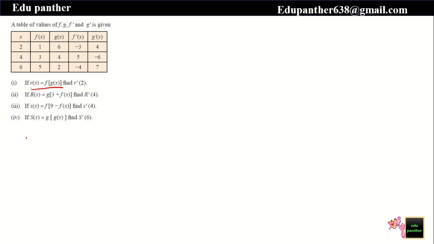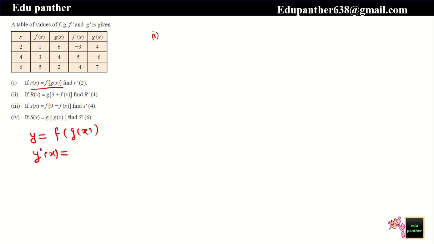Okay, so I'll solve the first problem. But before that we should remember this rule of differentiation of composite function. So if your function is say y is equal to f of g of x, what will be derivative of y?